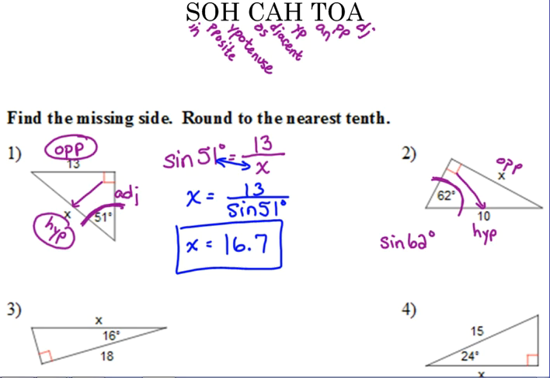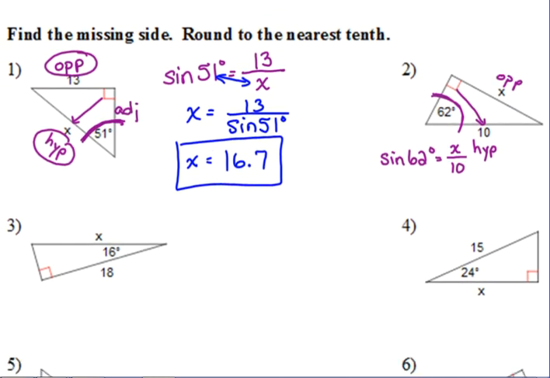The sine of 62 degrees is equal to the opposite. This time the opposite is the variable, and the hypotenuse is the number. So the sine of 62 is equal to x over 10. How do we solve that for x? X is being divided by 10, so we multiply both sides by 10.